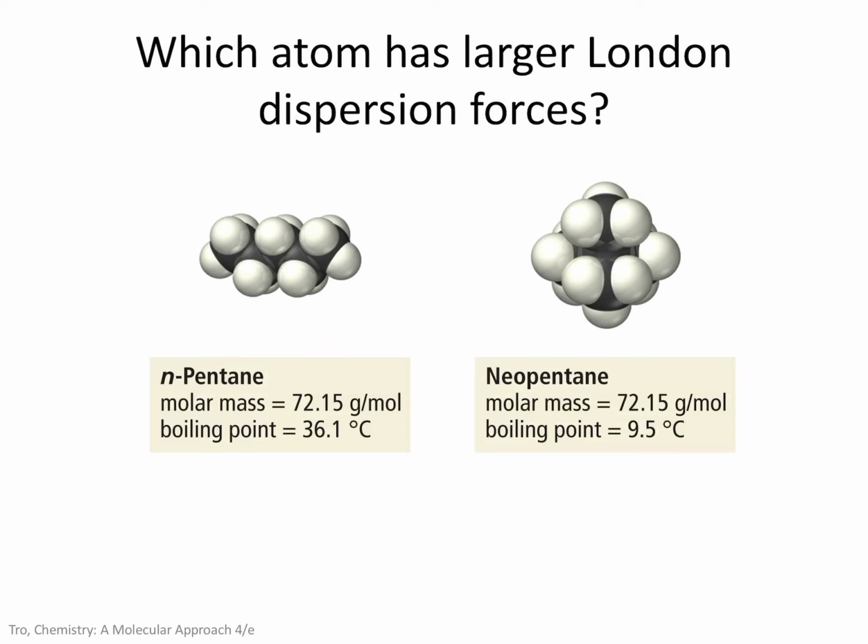So if we were to look at the molar masses and boiling points of N-pentane and neopentane, notice how both have a molar mass of 72.15, but neopentane has a boiling point of 9.5 degrees Celsius, and N-pentane has a boiling point of 36.1. This is much higher than the one to the right, even though they have the same molar mass. They have the same molar mass, so we think they have the same exact intermolecular forces, London dispersion. Why do they have a difference in boiling point?